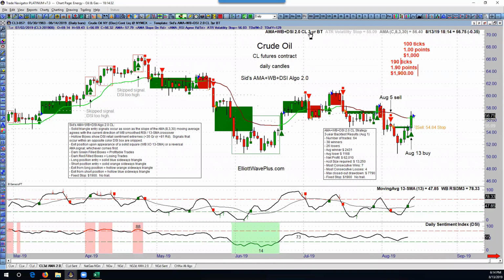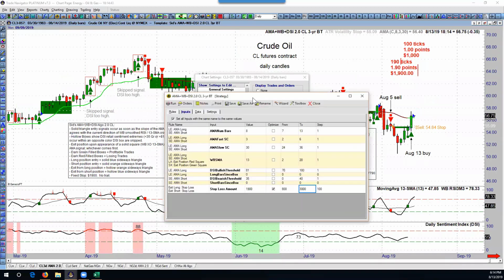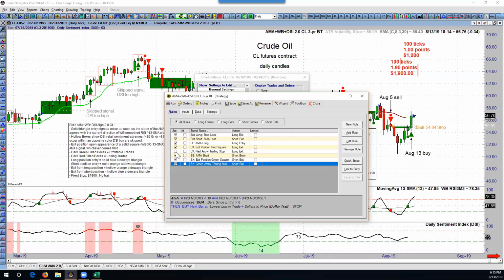I'll show you what I do on the trailing stop. I always backtest first without a trailing stop. Because I want the algo to have good settings, good bones, and I don't want it to count on a trailing stop in order to be a profitable algo. But then once I get the best settings, and by the way, I'll take that off of there.